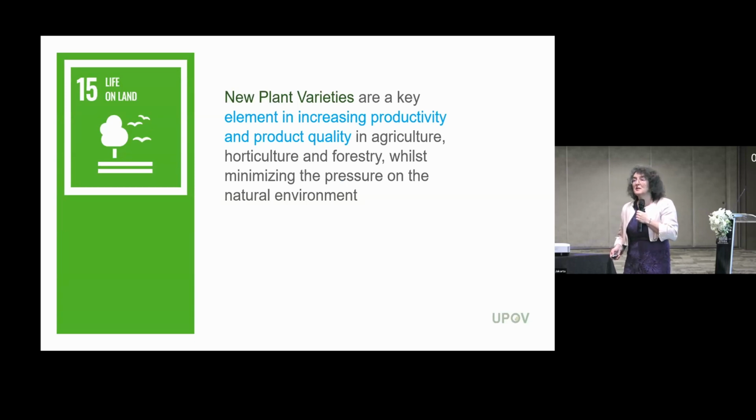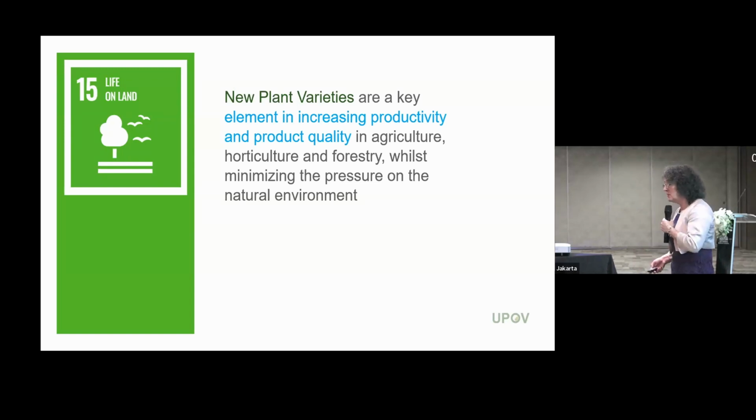We look into Sustainable Development Goal number 15, life on land, very important. How we can all be responsible in the way that we work and what we do in order to ensure that we contribute to a better planet. New plant varieties are key for that, because if there is something that will enable us to produce more to feed the population with less land, it is new plant varieties. This is why there is a link between new plant varieties and protecting the environment.